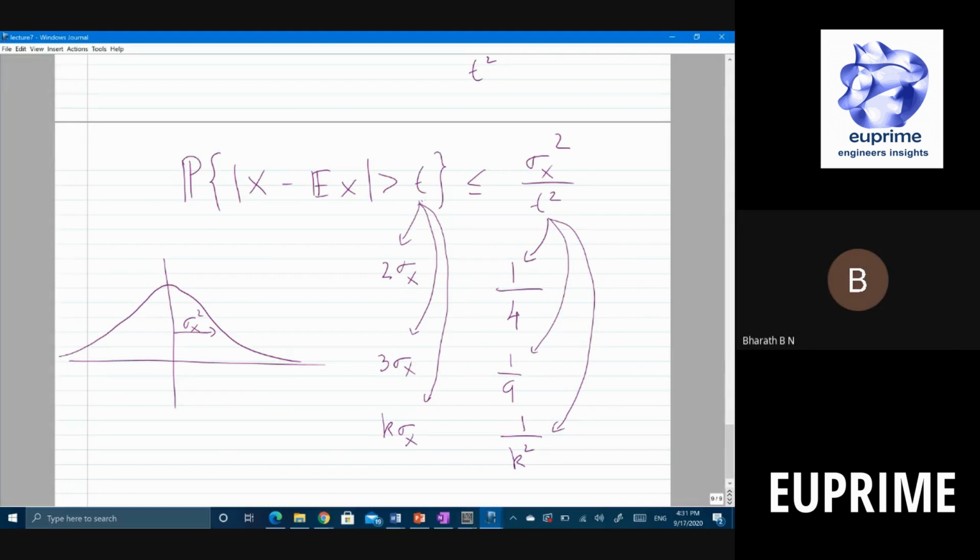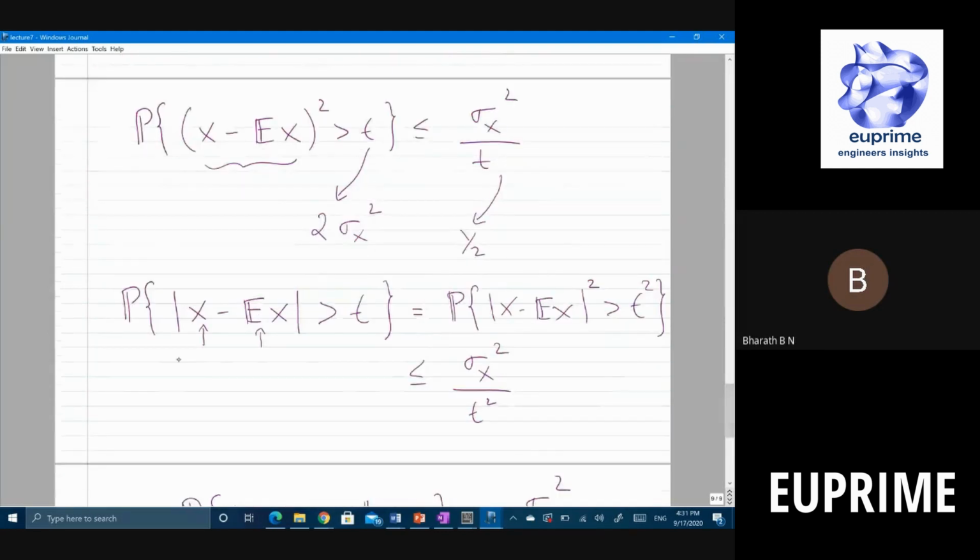Sir, so here x need not be a positive random variable. X need not be positive because I'm taking the absolute value. It's positive, right? So we call this y. Okay, so y is positive. I'm saying y greater than t. That's same as y squared greater than t squared if y is non-negative. Right? Is that okay?